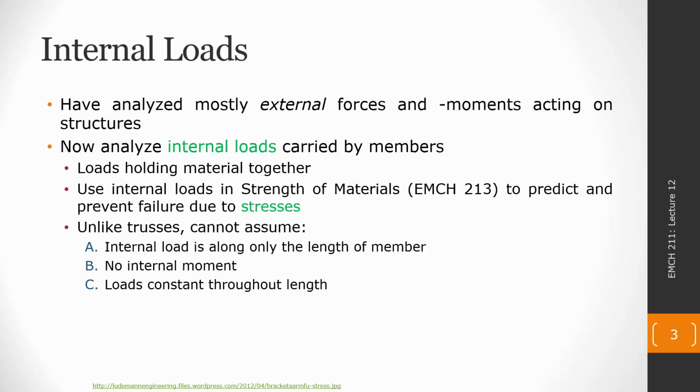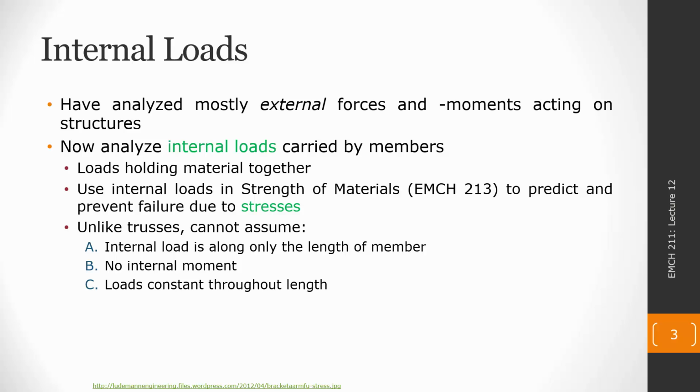In a truss, things were simple because all of the members that made up the truss were 2 force members, and we knew that the internal force in those members was only directed along the axis of the member itself. In general, the internal loads are not only acting along the axis of the member, and that's what we're going to be seeing in this section.